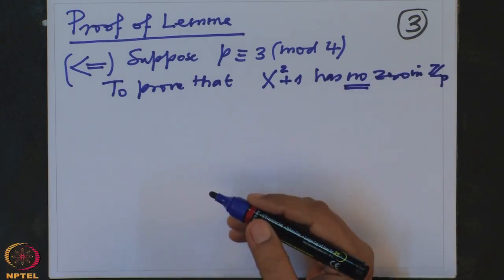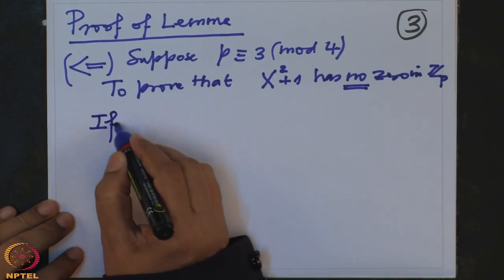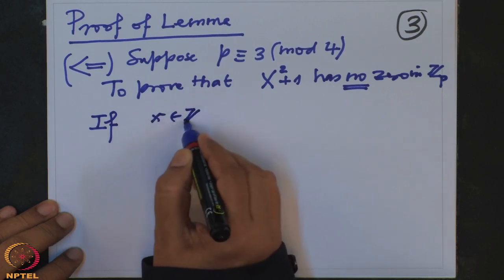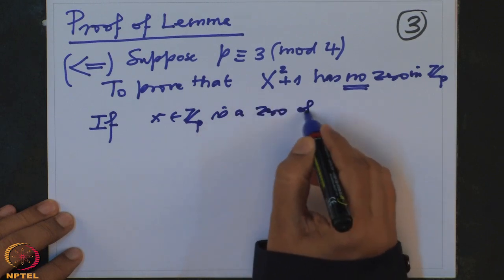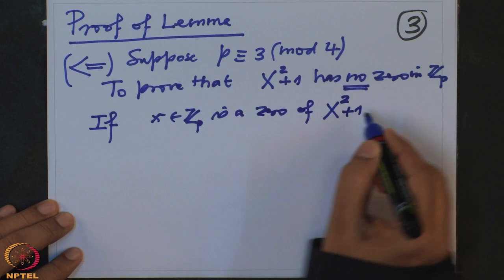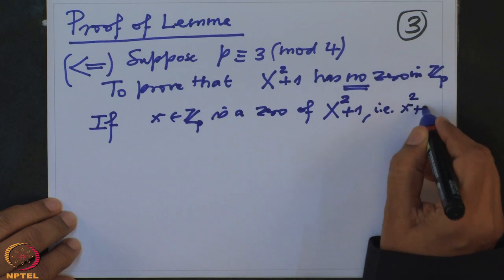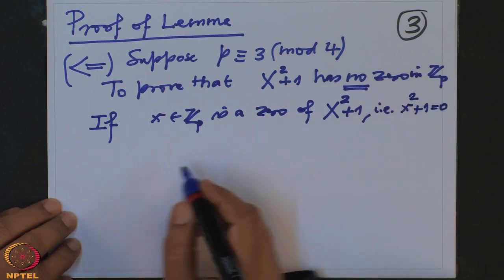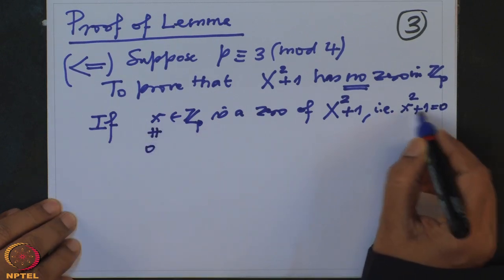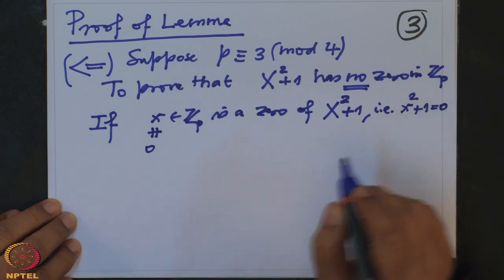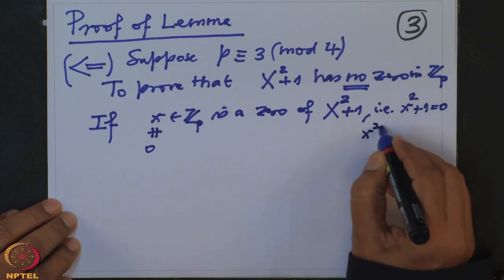Alright. So suppose it has a zero. Suppose x in Z mod p is a zero of x square plus 1. That means when I plug in capital X equal to small x, it becomes 0: x square plus 1 is 0. But definitely this x is not 0, because if x were 0, then x square plus 1 would be 1, and 1 equal to 0 is not possible. So x is definitely not 0. And this equation tells you x square equal to minus 1.